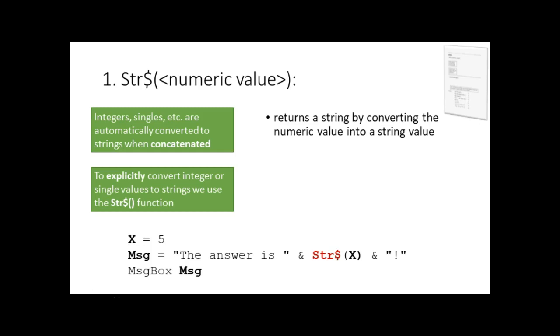Take a look at the code snippet that I've got here. First, I've got x is assigned 5. We start off by having x being 5. Then I'm going to create my message, and to message I assign "The answer is", which is a string, and then I turn my number into a string. I turn my x variable into a string, Str$, and I concatenate the exclamation mark.